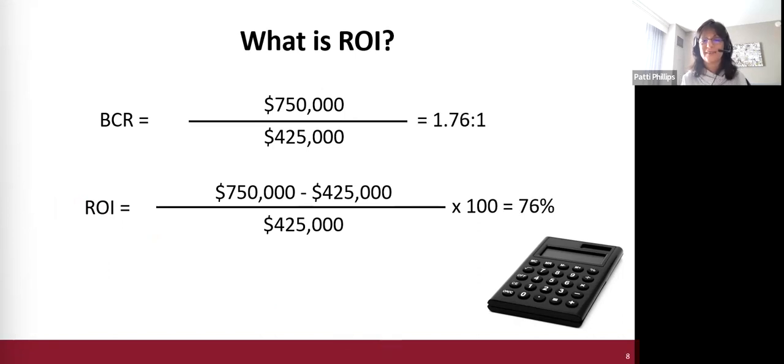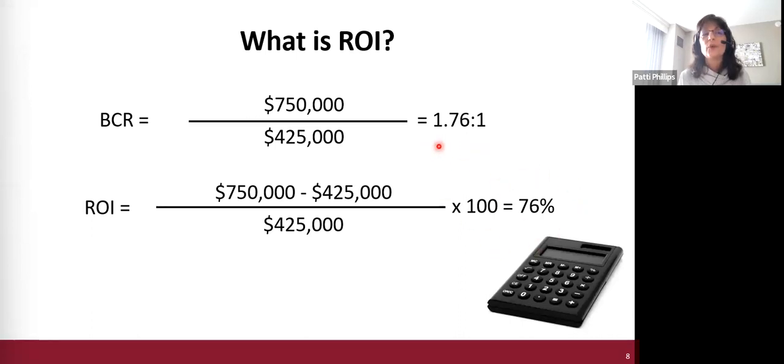That's very good. All right, give yourselves a round of applause. Those of you who had 177 for the BCR, close enough, right? Just a penny off. And that's usually due to rounding, so close enough. So good job. So our benefit cost ratio is 1.76 to 1, and then the ROI is 76%.